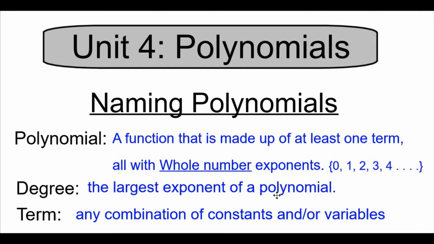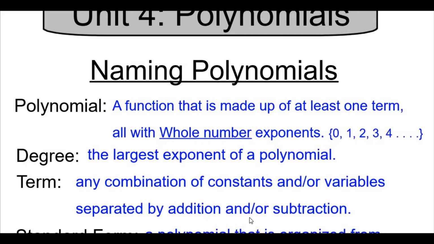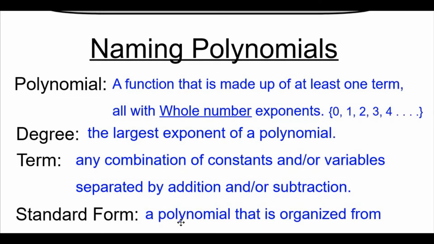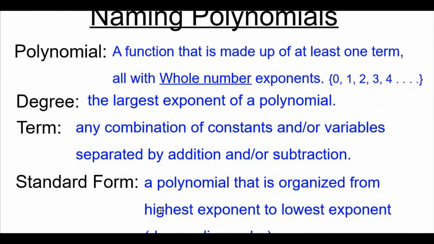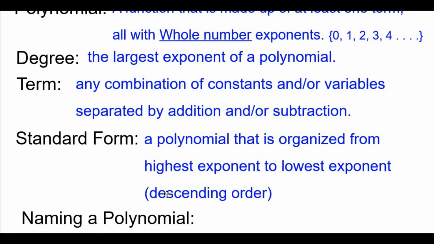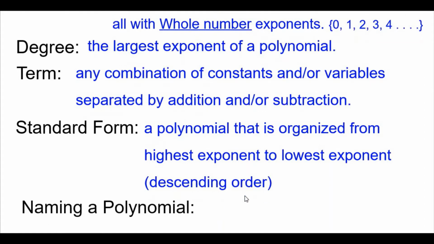So in a quadratic, that would be a 2, and that's why it's called a quadratic. A term is any combination of constants or variables separated by addition or subtraction signs. Okay, standard form of a polynomial is a polynomial that is organized from the highest exponent, otherwise known as the degree, to the lowest exponent, usually ending in a constant, but not always. And by the way, that's always descending order. Everything in math is descending order, at least with exponents.